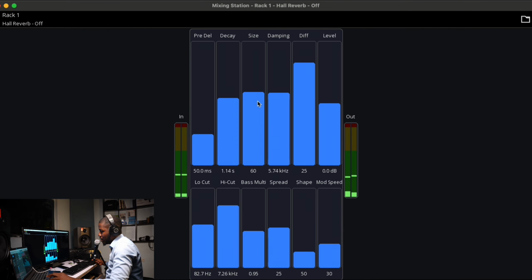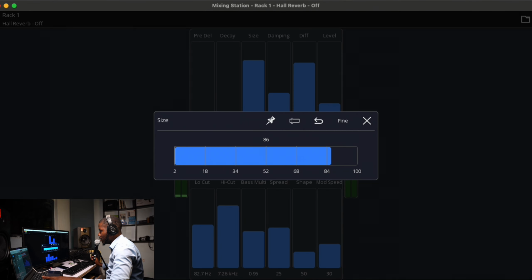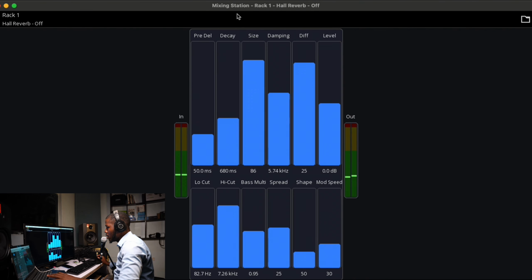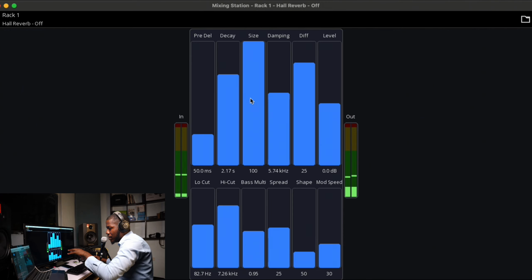Now the size, as you can see, yeah, it's very straightforward. The size of the delay is how big you want it to be. So let's exaggerate this to have an idea. All right. So the size is the space.